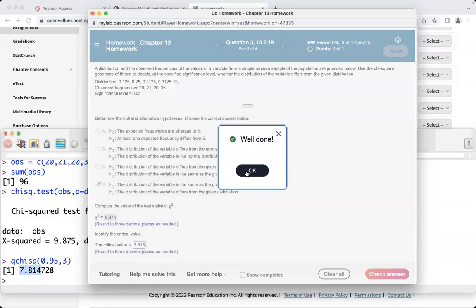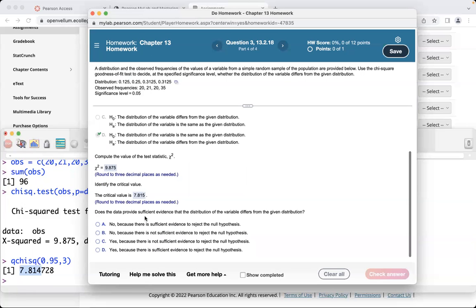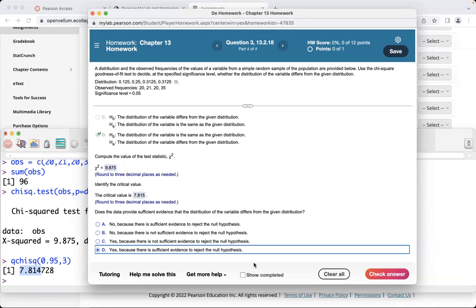So 7.815, and we are going to reject because there's sufficient evidence. Notice that you reject because there's sufficient evidence. You do not reject because there's not sufficient evidence. And the other 2 answers are distractions.